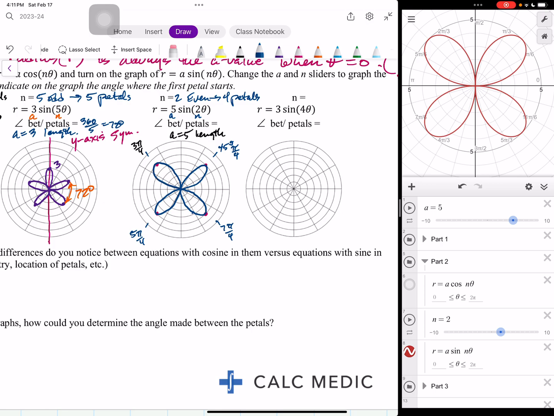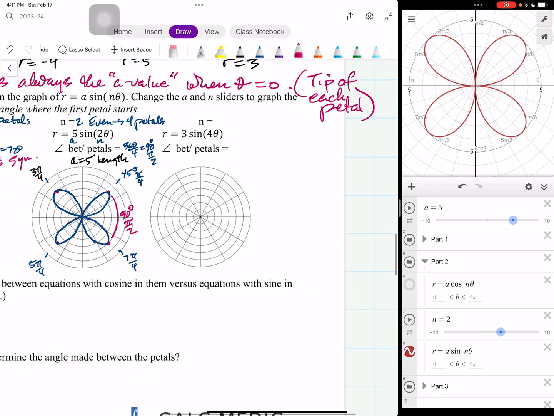All right, so here the angle between petals is 360 divided by 4, or 90 degrees, or pi/2. So this angle between these petals, I get 90 degrees, or pi/2 radians. Okay.